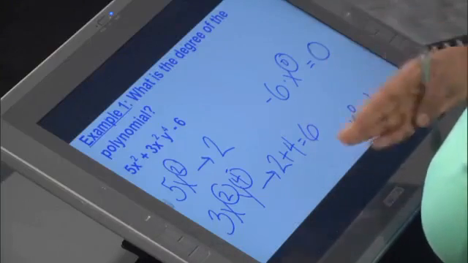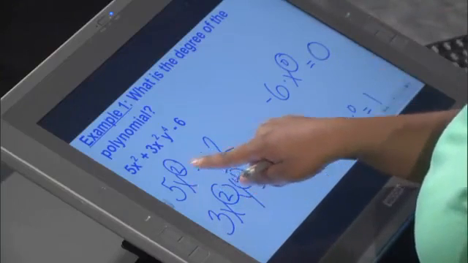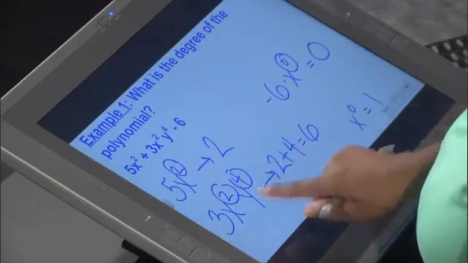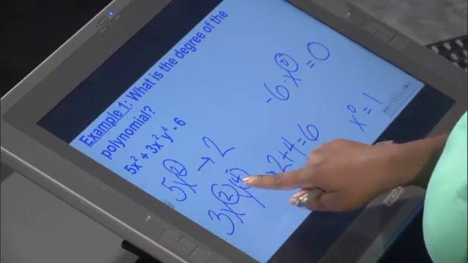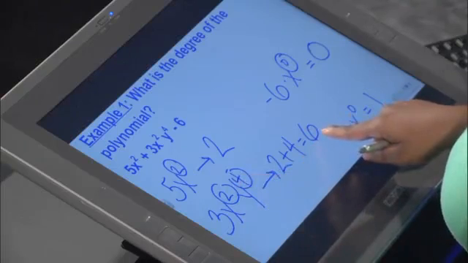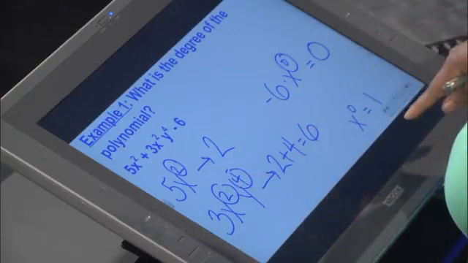So for terms where you actually see exponents, just take them. So like for 5x squared, the degree was 2. For that 3x squared y to the 4th, I had to add those exponents together. So the degree was 6. And then for my constant term, that -6, the degree is 0.